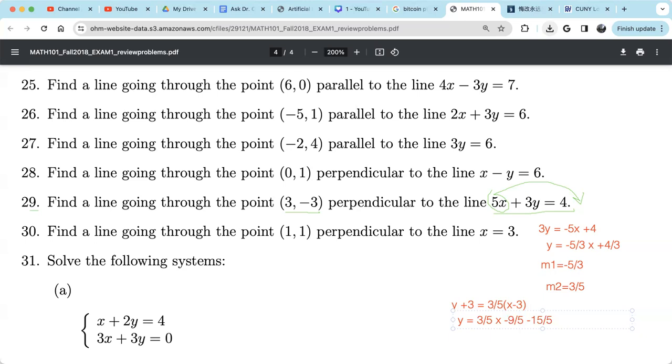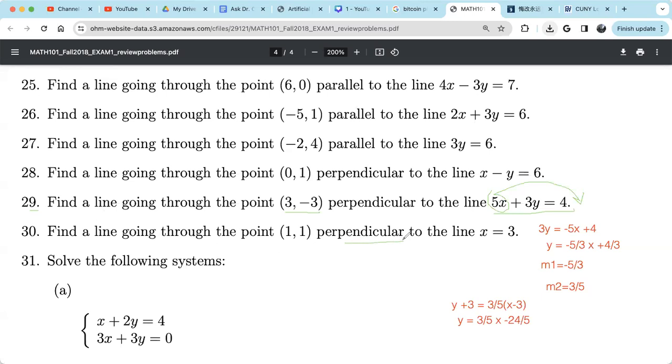Then negative 9 minus 15, that's negative 24. So we get minus 24 divided by 5. And that's it. That's the answer for 29. So y equals 3 over 5 x minus 24 over 5. Now let's see 30.